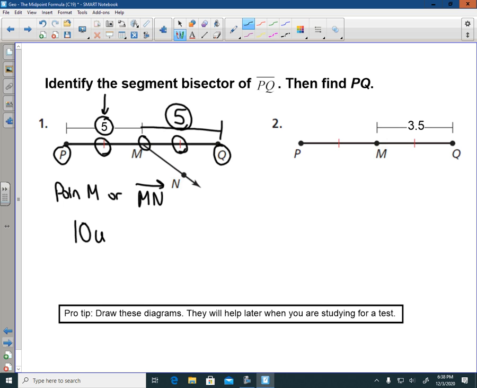Okay? Looking at number 2, we only have one choice for the segment bisector. The thing that cuts it in half is point M. We can see that M cuts that segment exactly in 2, and so M is your segment bisector. Now we know the distance from M to Q is 3.5 units, and since those two sides are congruent, we also know that it's 3.5 from P to M, and we can add those two together to get the whole length of PQ, which is going to be 7 units. And that's how you think your way through those.